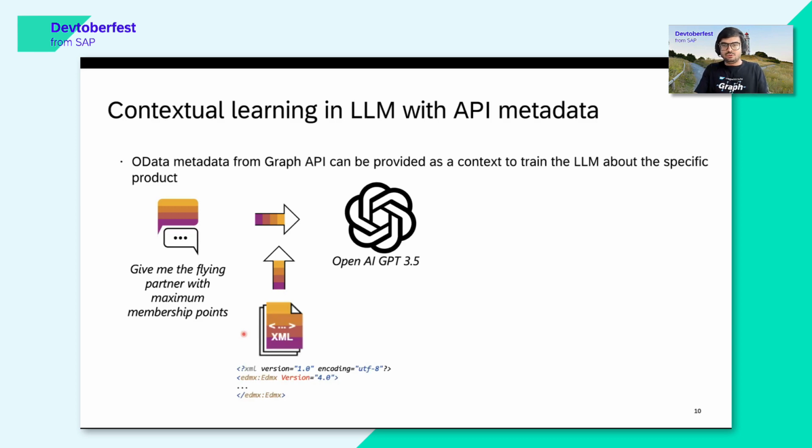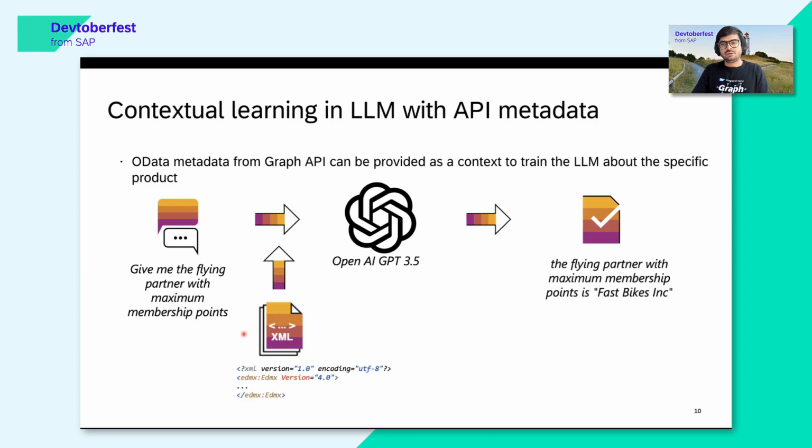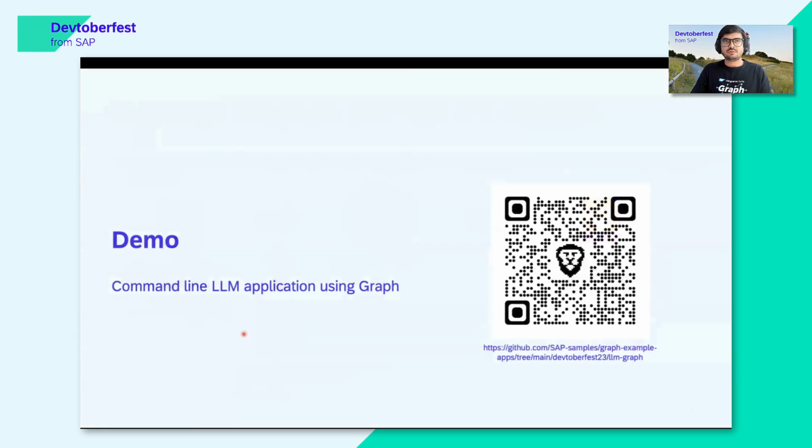Now, coming back to our example here, we get an answer saying, okay, the frequent flyer is Fast Spikes INC. So it looks like a very simple example, and now we will take a look at how this looks in VS Code. So I will now jump to the demo. If you want, you can scan the QR code, but this link is also available in the chat information below, so you can take a look later as well.